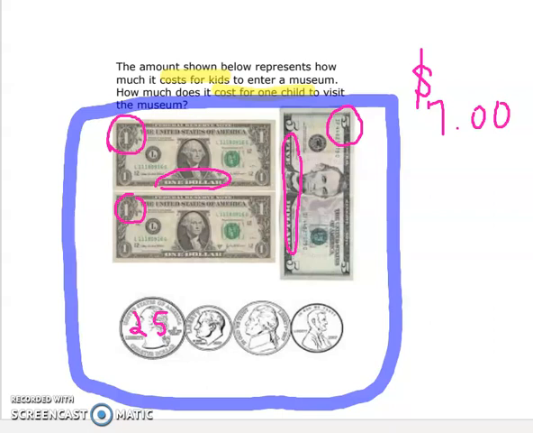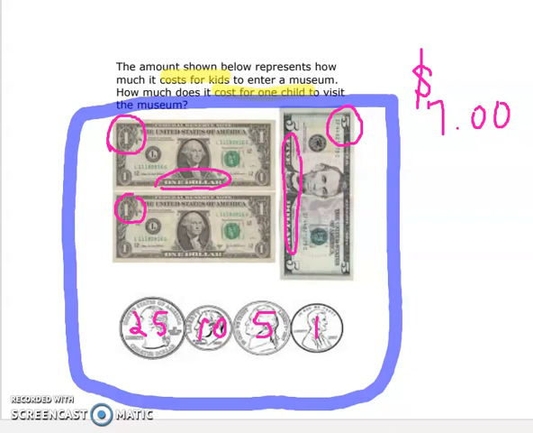And the next one I have is a dime. And so the value of a dime is 10 cents. And I'm just going to write the value of the dime there. And a nickel is worth 5 cents. And the last one is a penny. It's worth 1 cent. So this time, instead of counting on, I wrote for myself the value of each coin before I started adding them together.